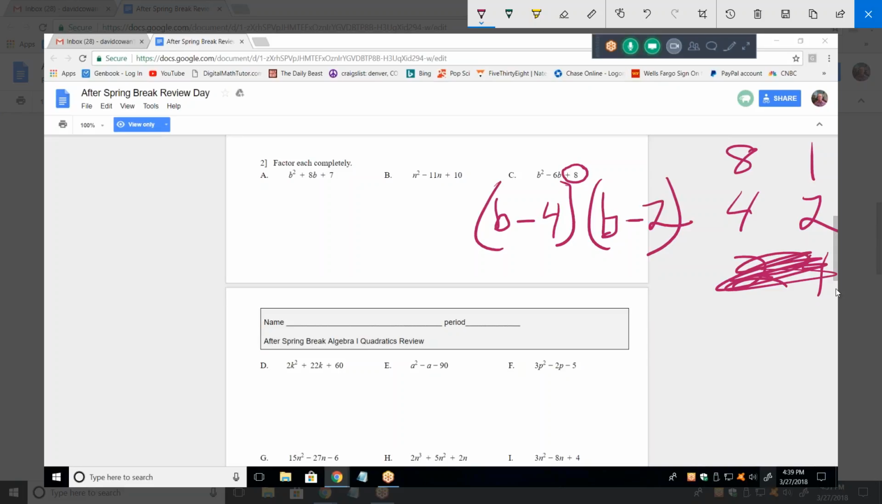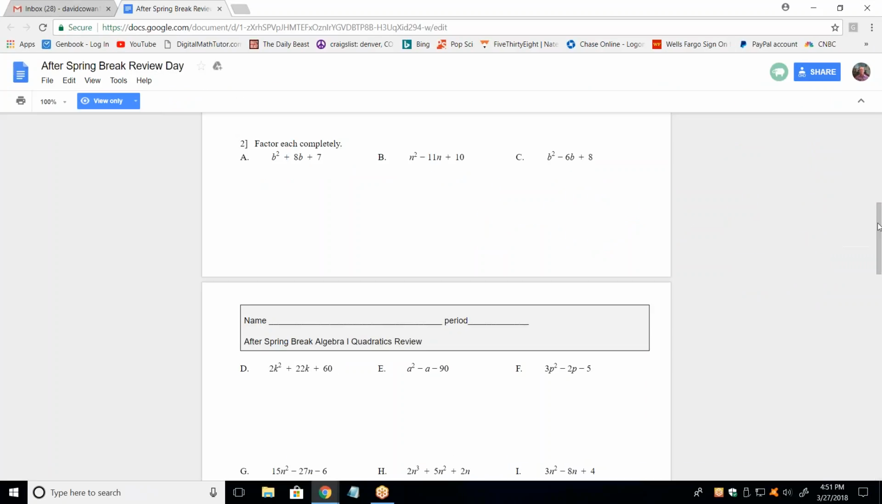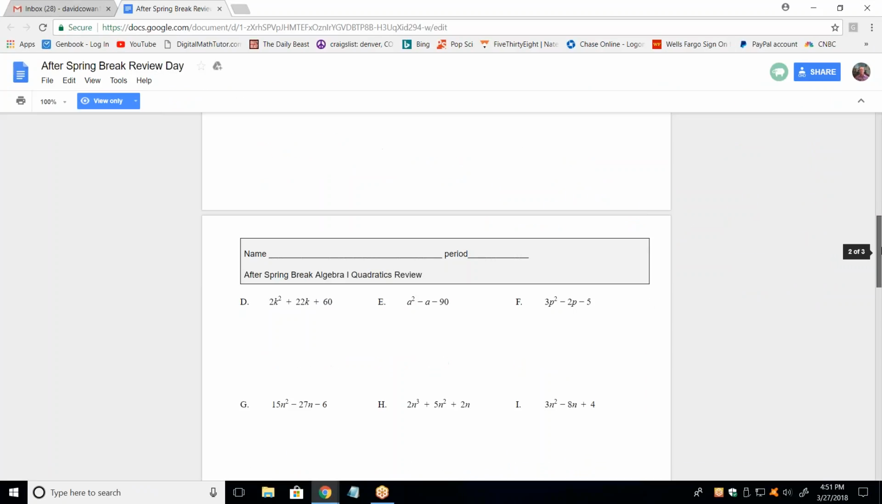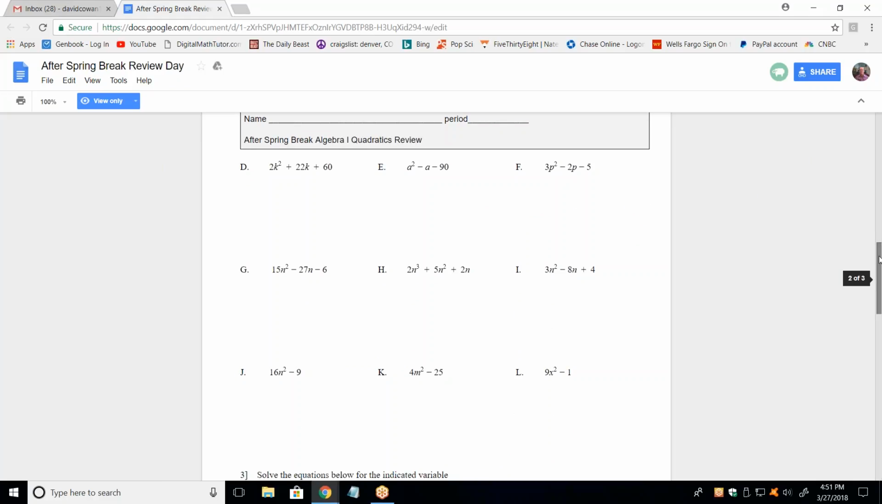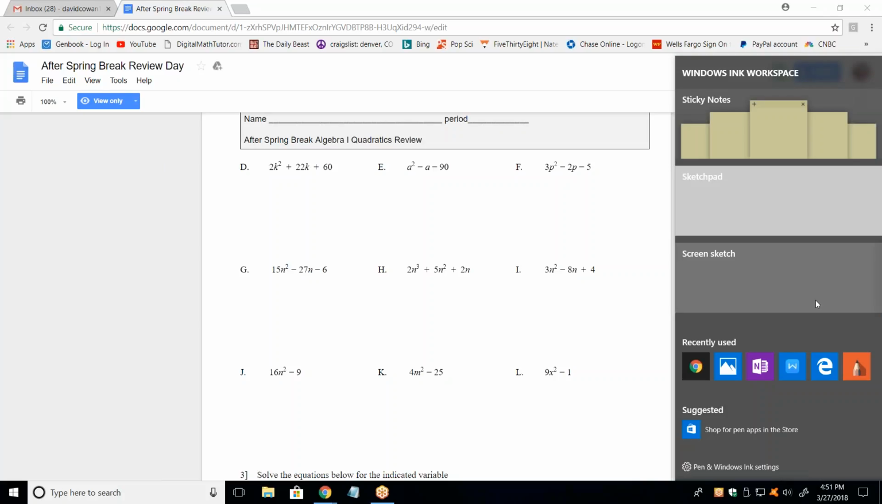That's it. Okay? Now, we got enough time that we can do some of these harder ones. They're not terrifically harder, but they're a little bit harder. And what makes them harder is this coefficient in front of the squared term. You know what I'm saying?